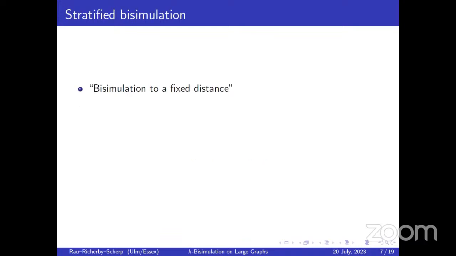Okay, now, bisimulation as a whole considers all futures out to arbitrary depth, and says that two vertices are equivalent if they support the same operations forever, which isn't necessarily what we want to do. So there's this concept of stratified bisimulation, which is basically bisimulation out to a fixed distance.